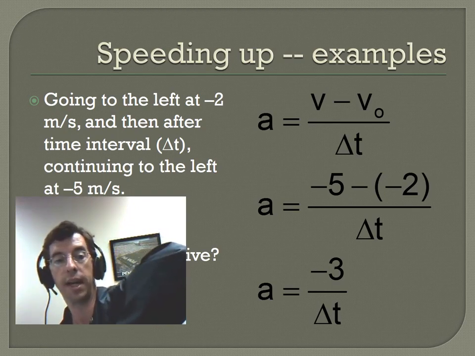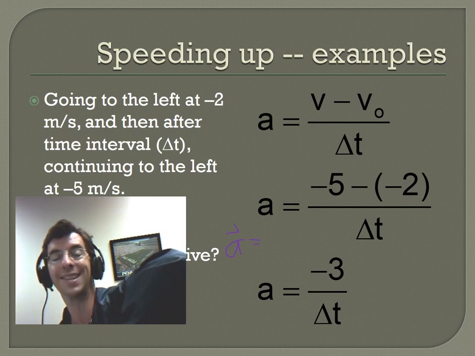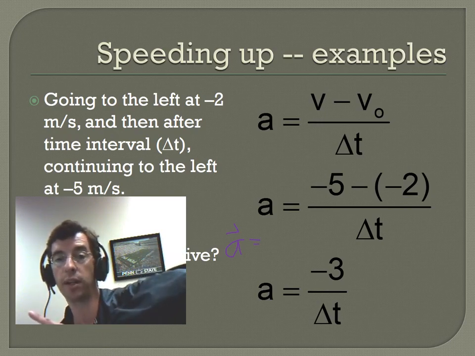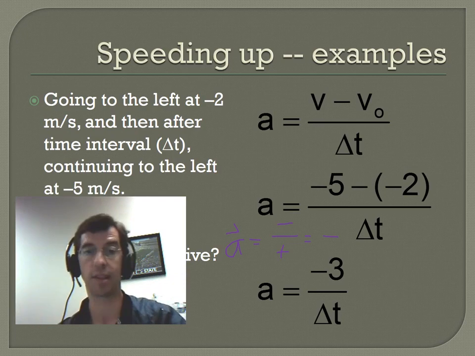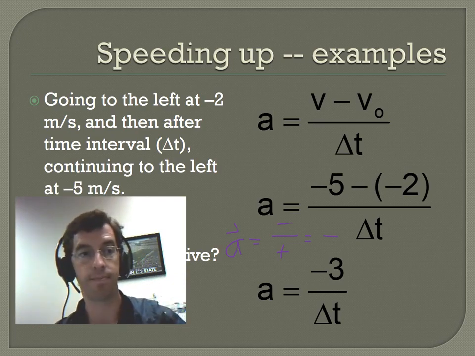So therefore, in calculating my acceleration, remember again, the important thing is the sign of the numerator. My sign is negative in the numerator. Of course, my denominator, because it's a change in time, is always going to be positive. So a negative divided by a positive gives me negative. The sign of this acceleration is negative.